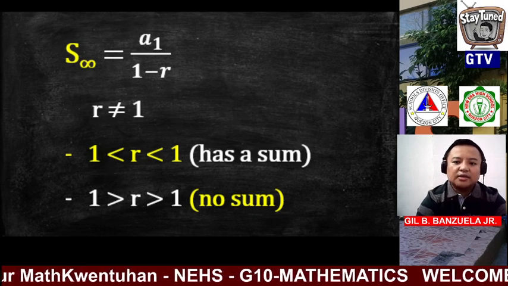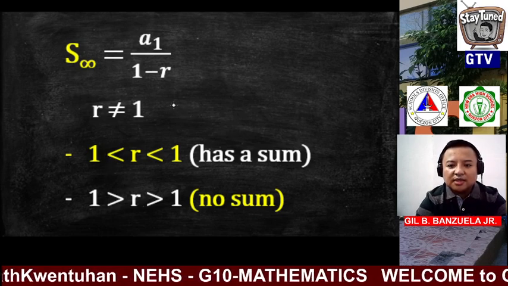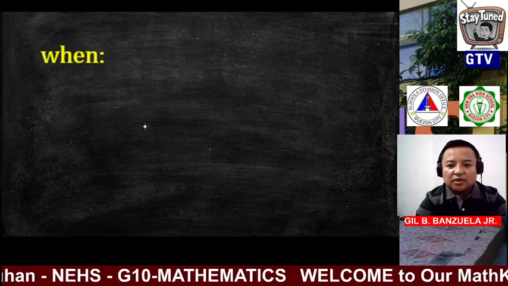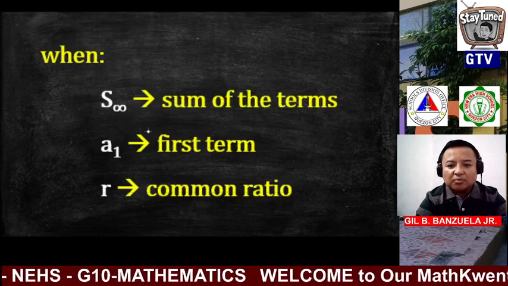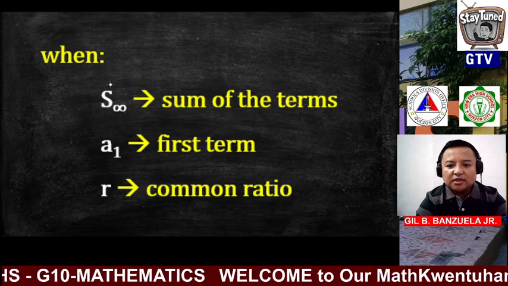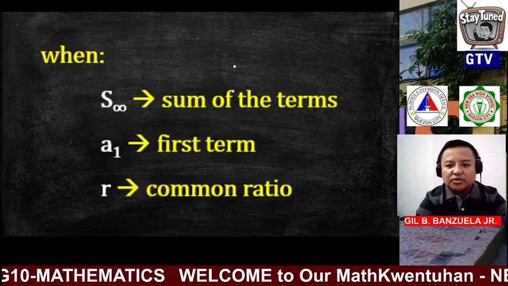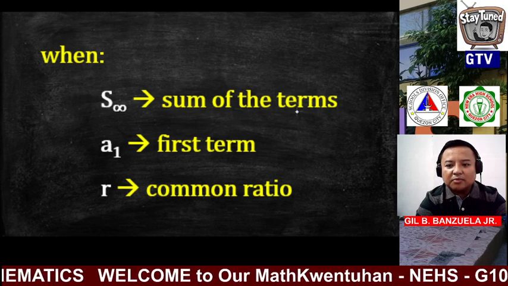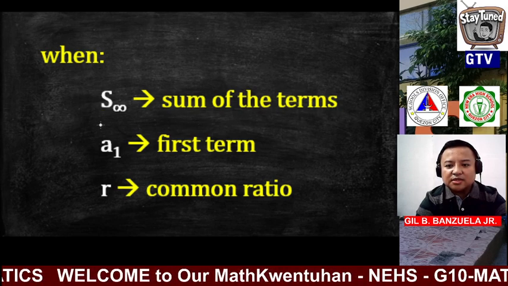So for you to understand it well, let us have some exercises. But before that, let's determine all the elements of this formula. Take note again, this is the sum of infinity, or sum of the terms. So we have no definite number of terms dyan because this is infinity.